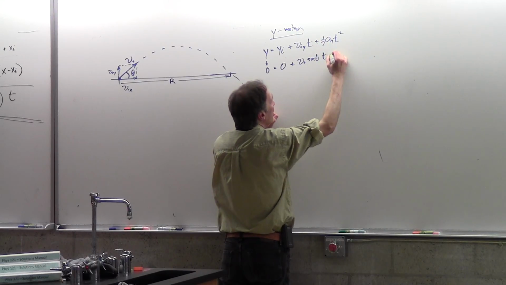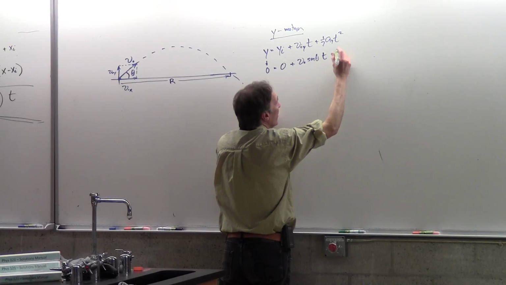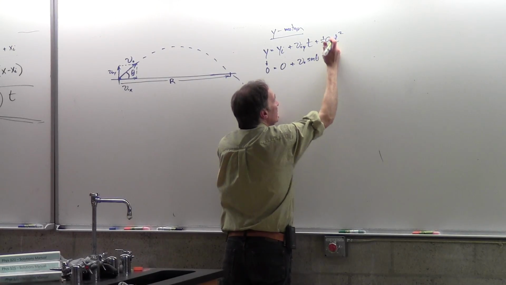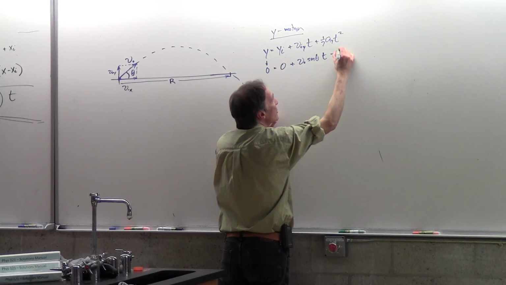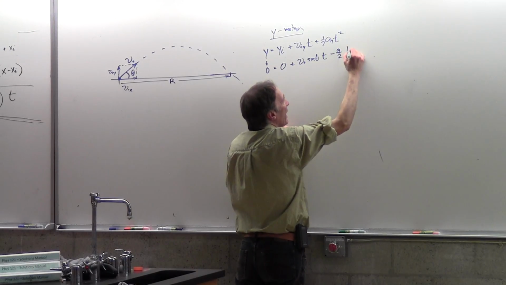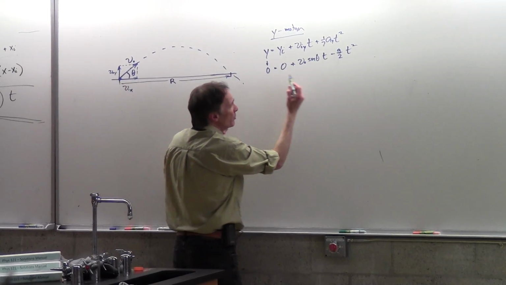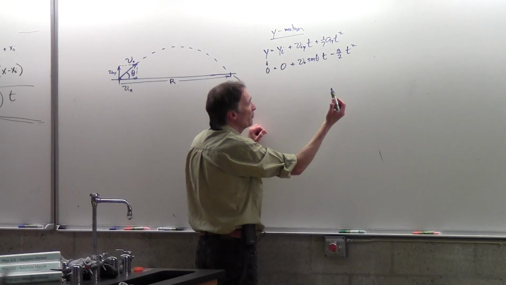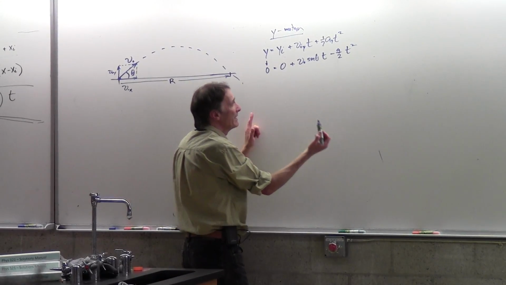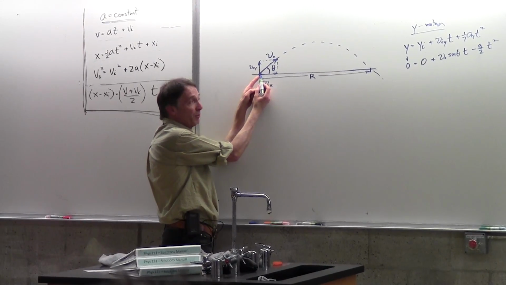And then we're going to have plus 1/2, or let me go minus g over 2, I'm tempted to put in the numbers here, and a t squared. Okay, so that's equal to 0. These are zeros. We can divide through by t as long as t isn't 0, and t equals 0 is actually one of the solutions. That's when we're back here.